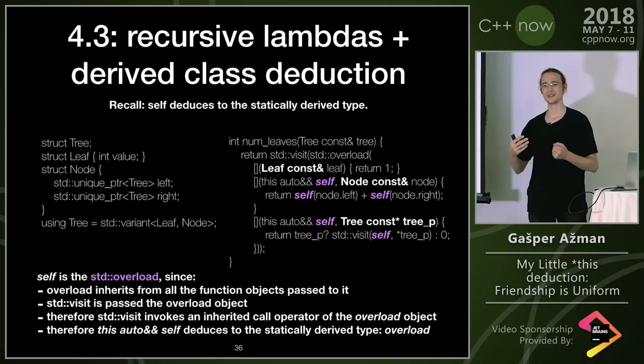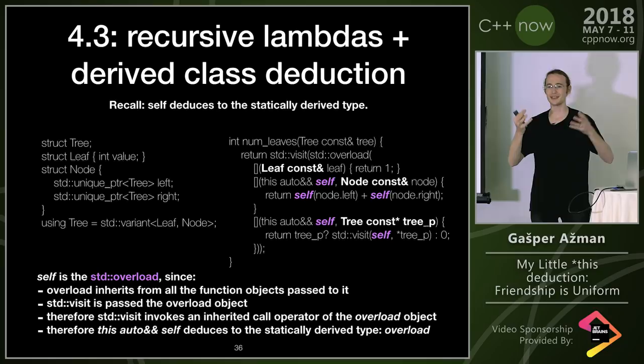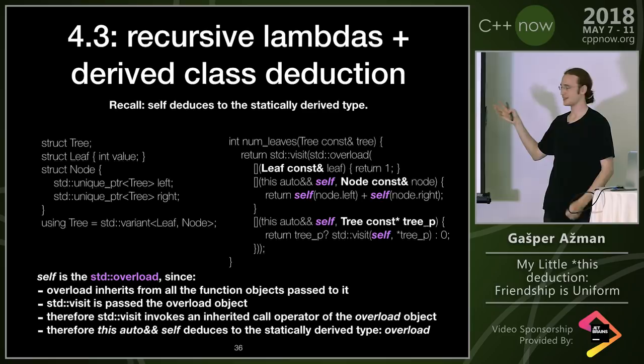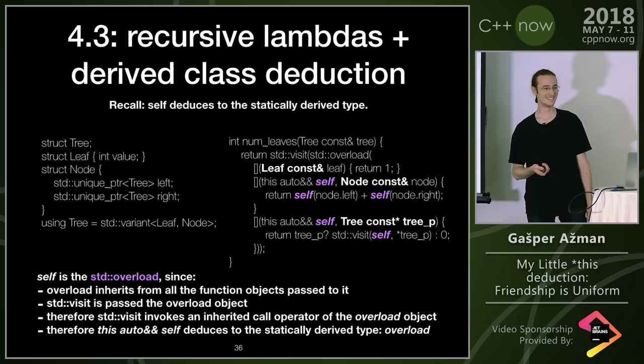However, self is now pointing to std overload, which means that from a lambda, you can call again the same std overload that was called with this. You can find your friends. And so you can do recursive visitation the way nature intended. So that's nice.